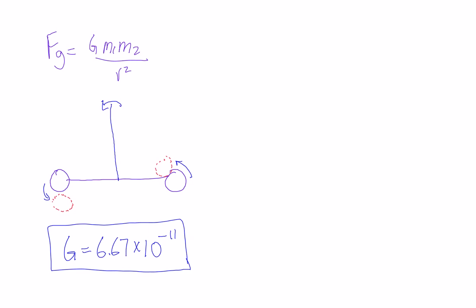Once he could figure out G, he then plugged it in the formula and he could calculate the mass of the Earth as well. So the mass of the Earth is another number that we use quite often, and it's on your formula sheet. The mass of the Earth is 5.97 times 10 to the 24 kilograms. And for the radius of the Earth, we use 6.37 times 10 to the 6 meters. So those are numbers we often use when we're dealing with the Earth.